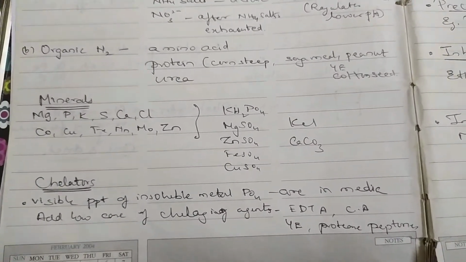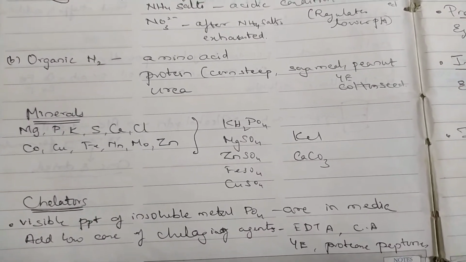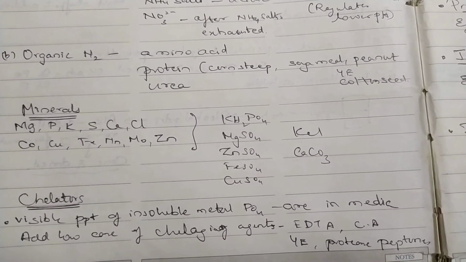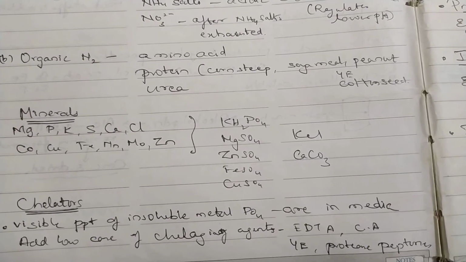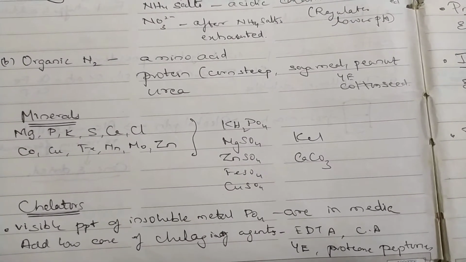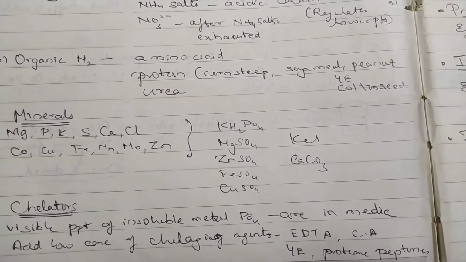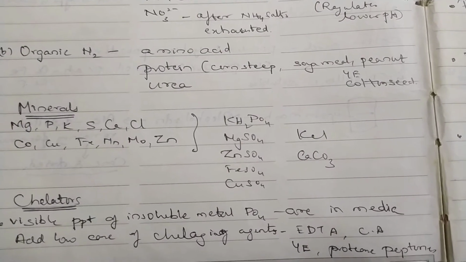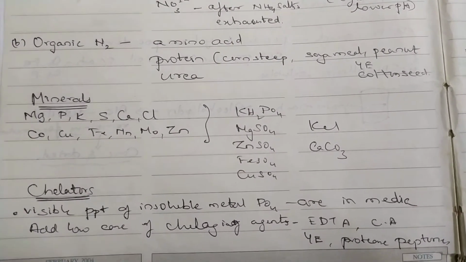Chelators are required. Chelators are very important because visible precipitates of insoluble metals will be present in the media, so we add a lower concentration of chelating agents at that time. EDTA can be used, citric acid, which is a very natural one, can be used, yeast extract, peptones, all these can be used as chelating agents.